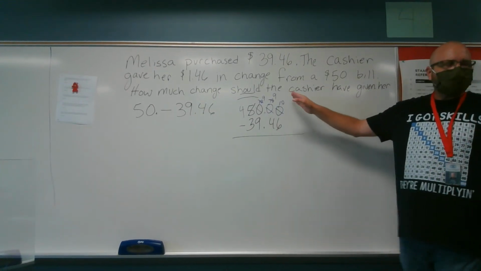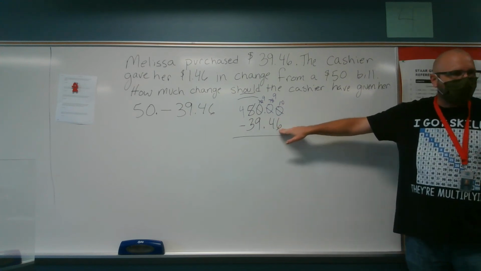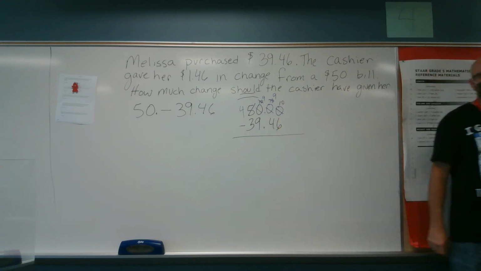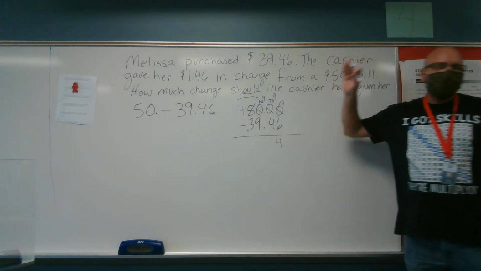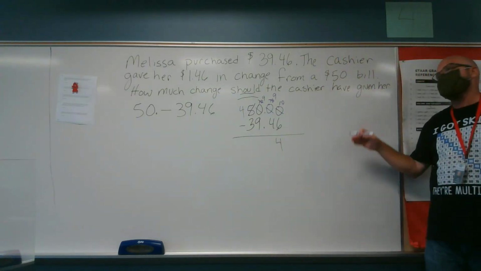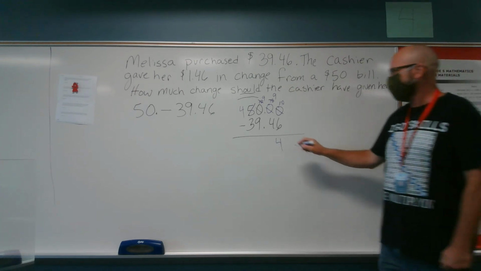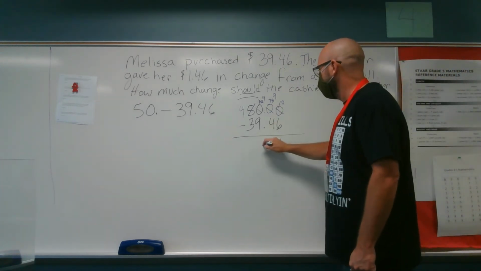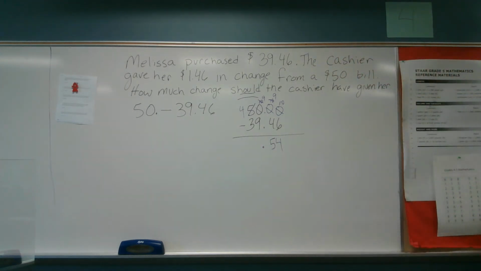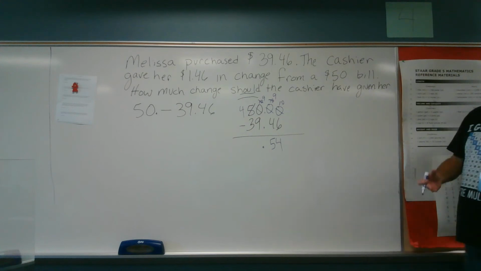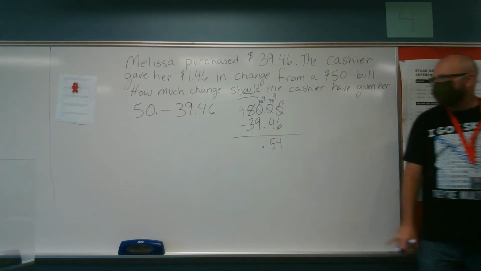All right, now we're starting with the pennies. If I have 10 pennies and I take 6 of them away, how much do I have left? 4. 4 pennies. Now I have 9 dimes, and I take 4 of those dimes away. How much do I have left? 5. 5. My decimal point comes straight down. Comes straight down when I'm adding or subtracting. Multiplying is different, but don't worry about that yet.